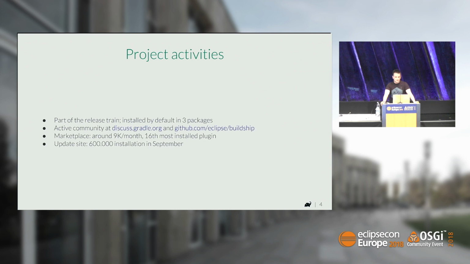Before we can dive in, I want to spend a few minutes on the state of the project. We are still part of the release train. Buildship is installed by default in 3 major packages. I think it's Eclipse for Java developers, Eclipse for committers, and Eclipse for Java EE. We have an active community. Most of the communication is done on the main Gradle forum, and we also get a lot of questions and even pull requests on the Buildship GitHub repository.